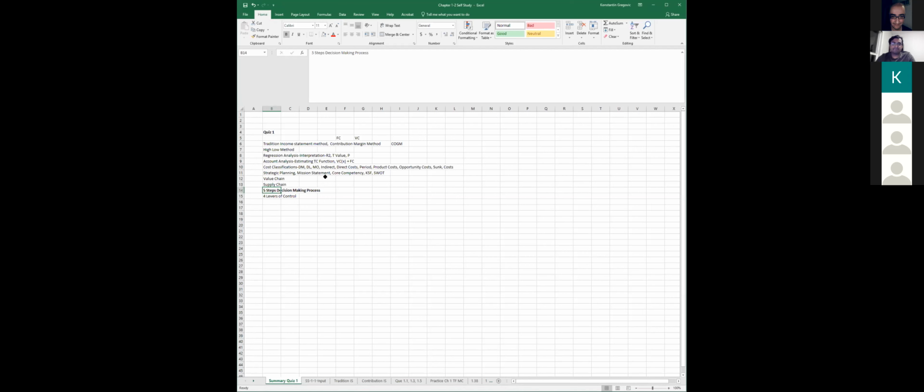And then estimating regression analysis, knowing those statistics. That's it for the chapter, I think we've got them all here.